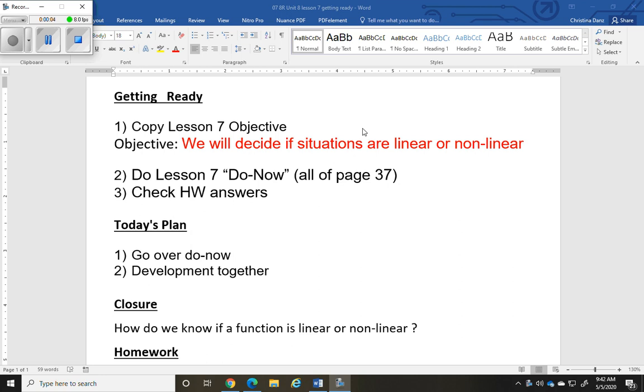Hope you're all well. We're on lesson 7 of our function unit. So our objective is that we're going to be now deciding if situations are linear or nonlinear. So it's like we're given a word problem. And from that word problem, we'll have to decide if maybe there's a constant rate of change or not.